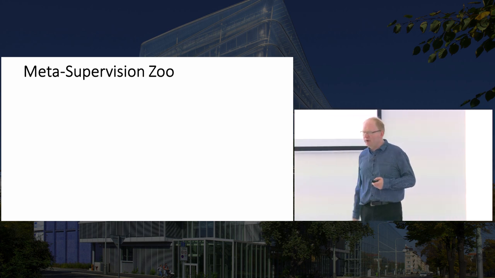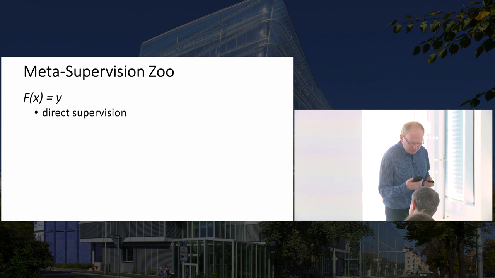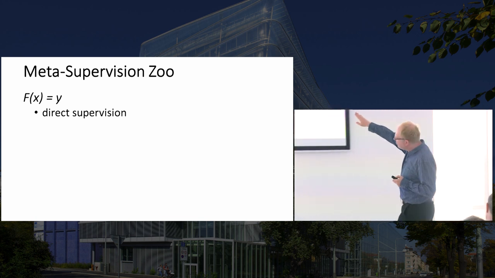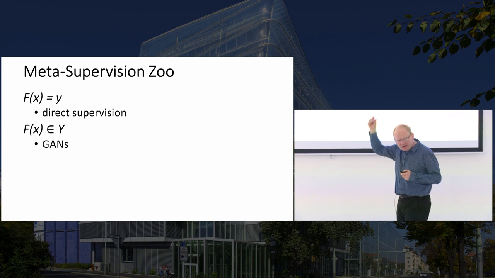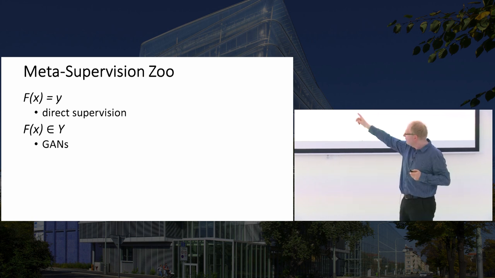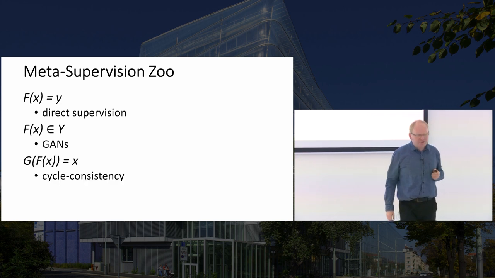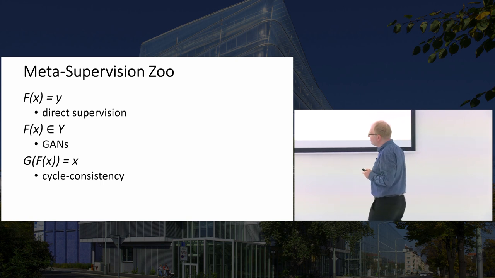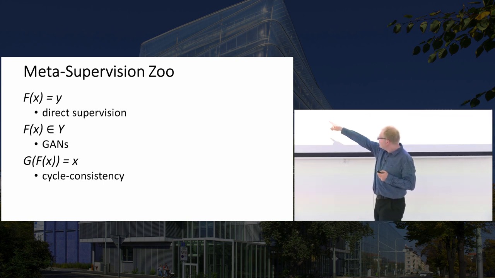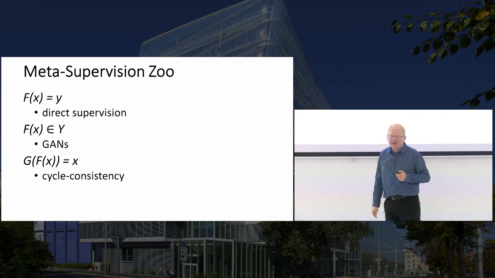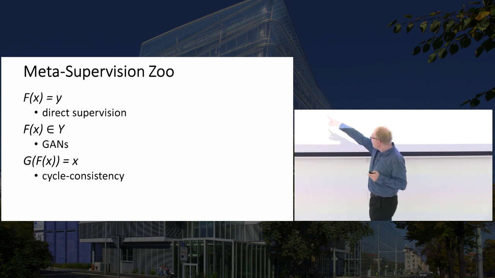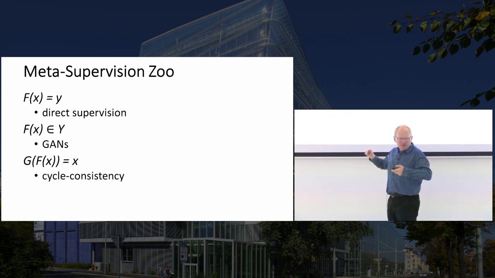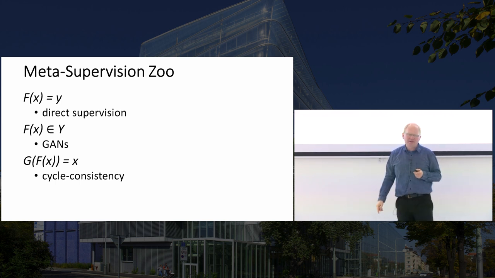So this is an example of GAN. So we talked about direct supervision. Again, basically says we supervise not on the particular label, but on a set. There are other types of meta-supervision we can think about. So one is one of my favorite ones. It's cycle consistency, okay? The idea is that we don't know the answer y. We don't have a label for that. But what we know is that if we have our f of x, which produces some y, and then we apply a g of that, we should get back to x, okay?